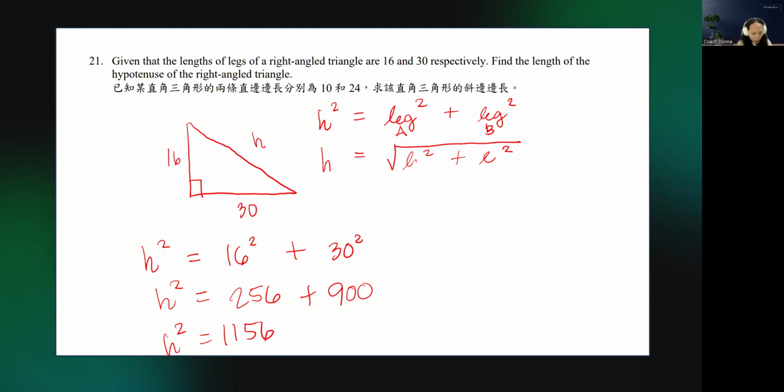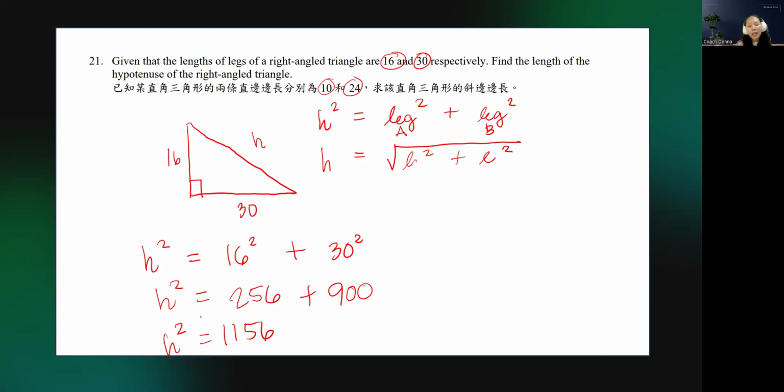So for this one, square root of our answer, 1156. Oh, there's something wrong with the given. It's different: 16 rather than 10 and 24 right here. So let's start first with 16 squared and 30 squared.